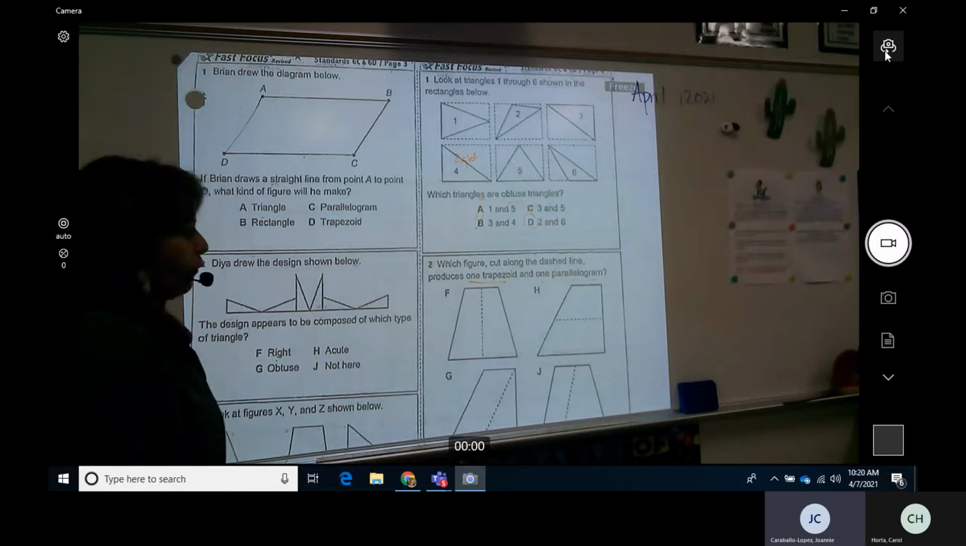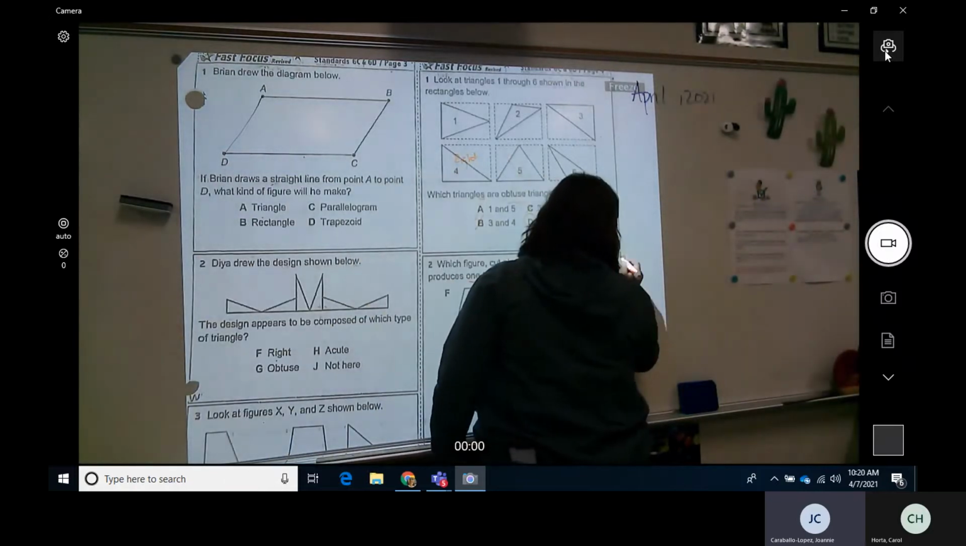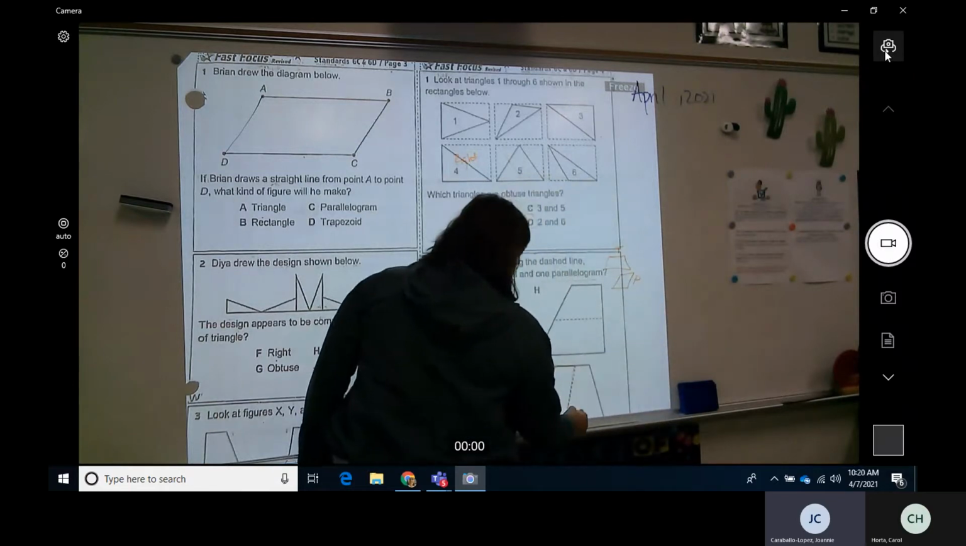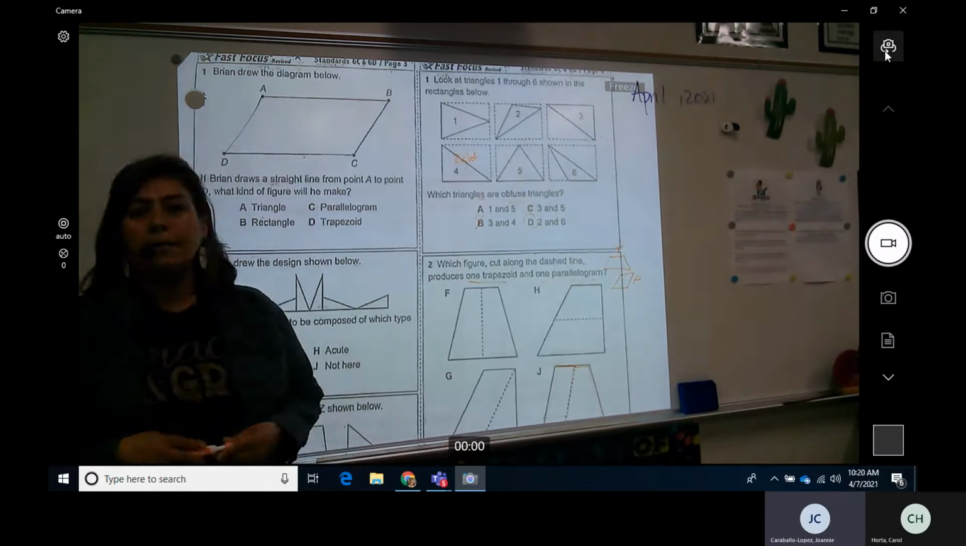So the first thing that me personally I like to do is I like to draw on the side. This is what my trapezoid looks like, and this is what my parallelogram looks like. So I know that if I were to cut J, then I have my trapezoid and my parallelogram. Got it?